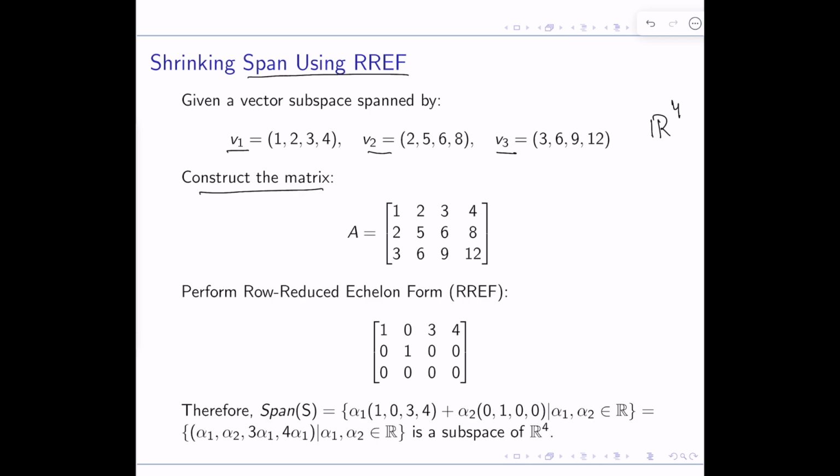So construct the matrix. What's the construction? Every vector is assigned to a row. So this will be row 1, this will be row 2, and this will be row 3 of the matrix A. So R1, R2, R3. Now use reduced row echelon form, RREF, or Gauss-Jordan as we sometimes say, and apply it.